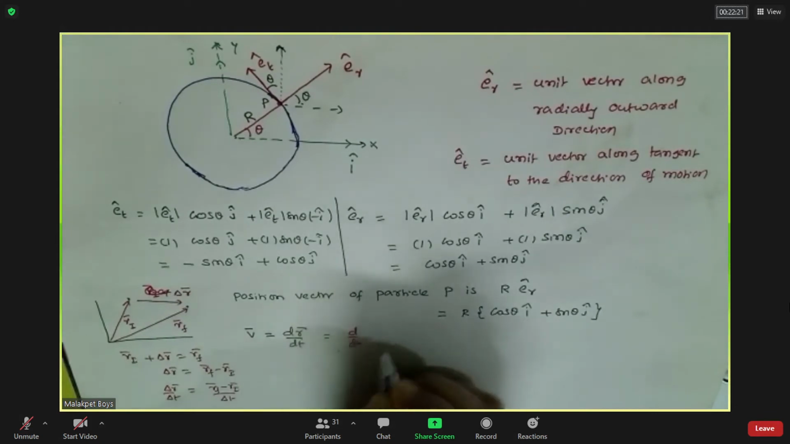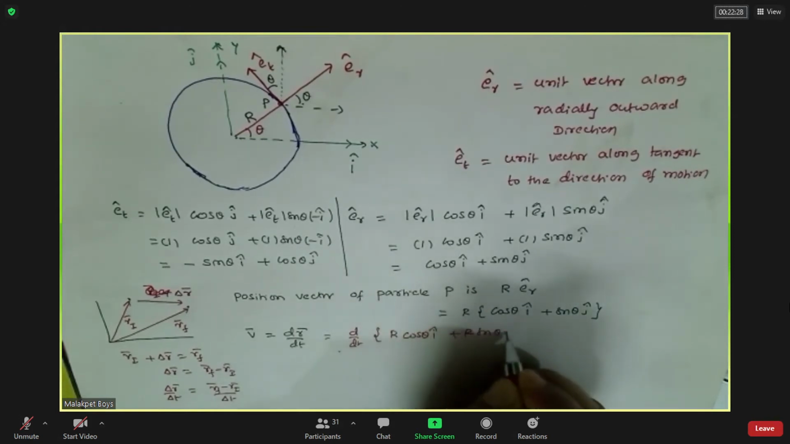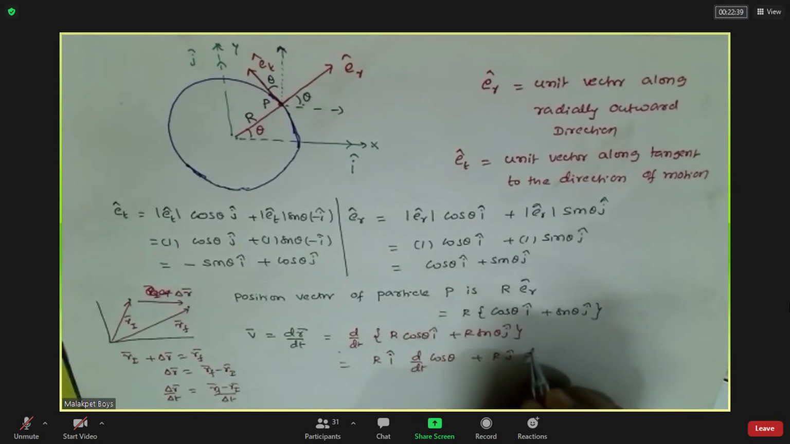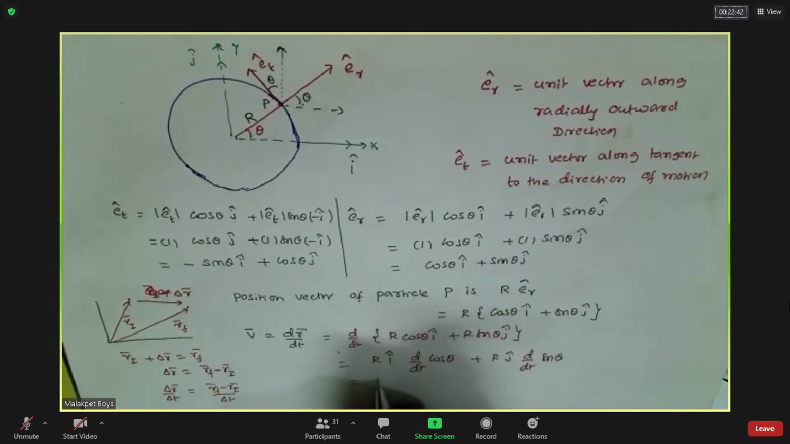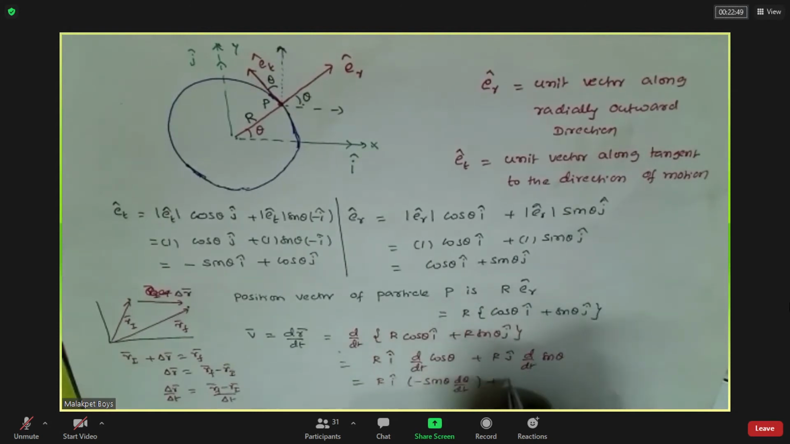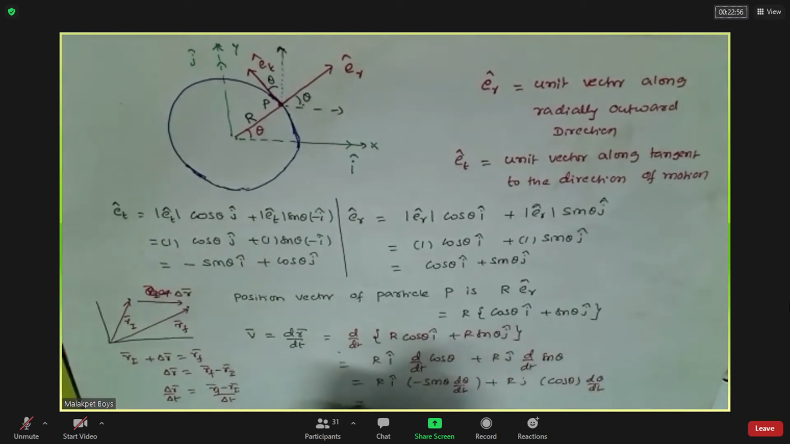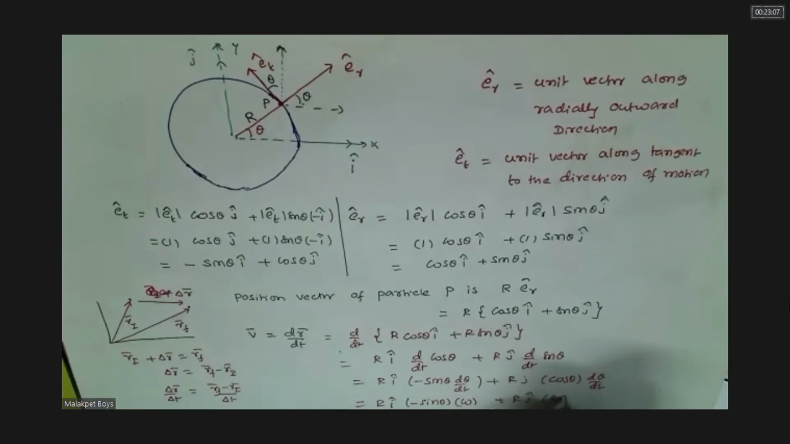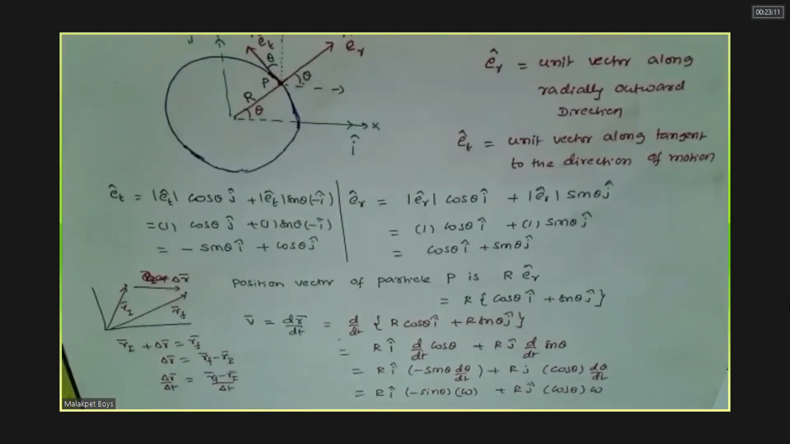So that means I can write this as d by dt of r cos theta i cap plus r sin theta j cap. As r is constant, i is constant, I can write like this. Similarly r is constant, j is constant, I can write like this. This is nothing but r i cap, this is minus sin theta d theta by dt, plus r j cap. Derivative of sine is what? Cos theta d theta by dt. This is r i minus sin theta, this is nothing but omega. This is r j cos theta, this is nothing but omega. Any doubt till here?